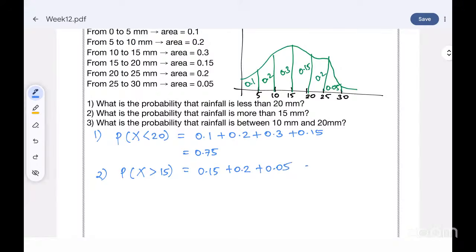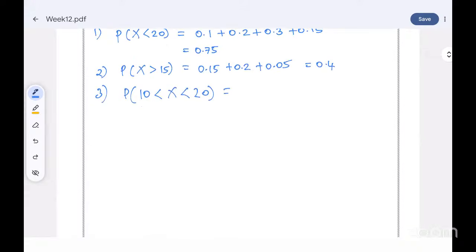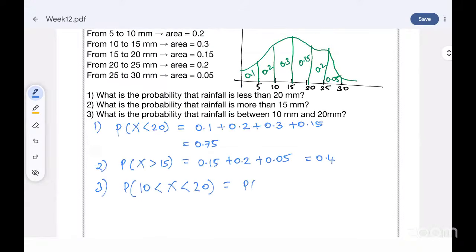So here it is 0.4. Or you can also do 1 minus P of x less than 15. Either way it works. What about the last one? Probability of 10 less than x less than 20. How will you do this? By adding the probabilities between 10 to 15 and 15 to 20. Yeah. So probability of x less than 20 minus probability of x less than 10.